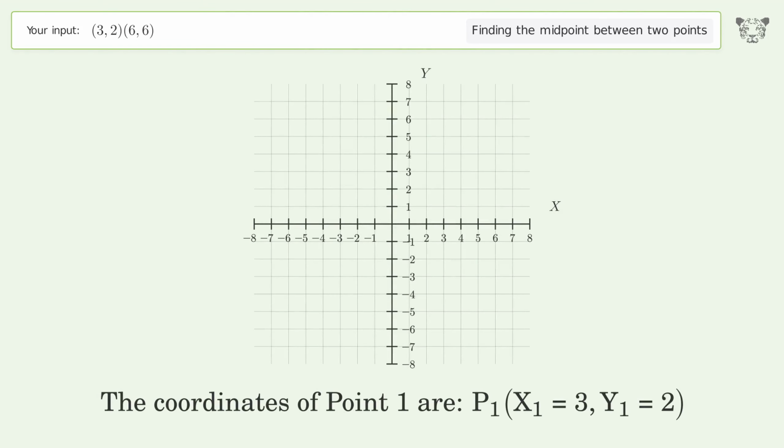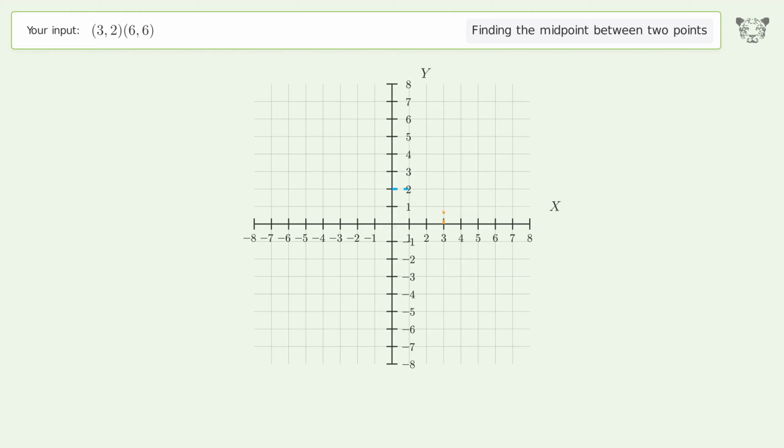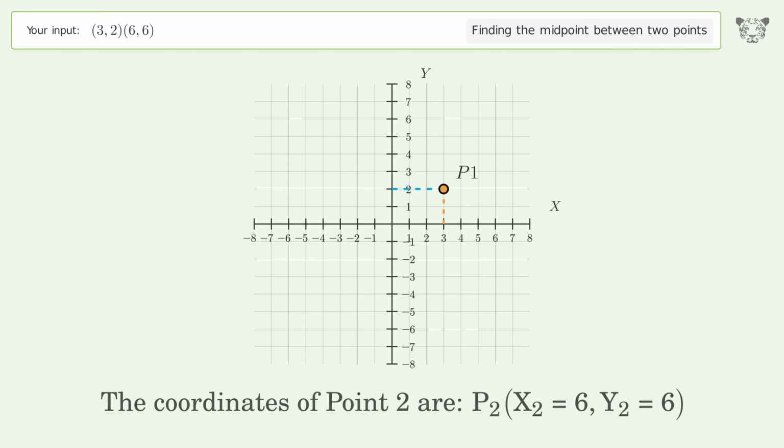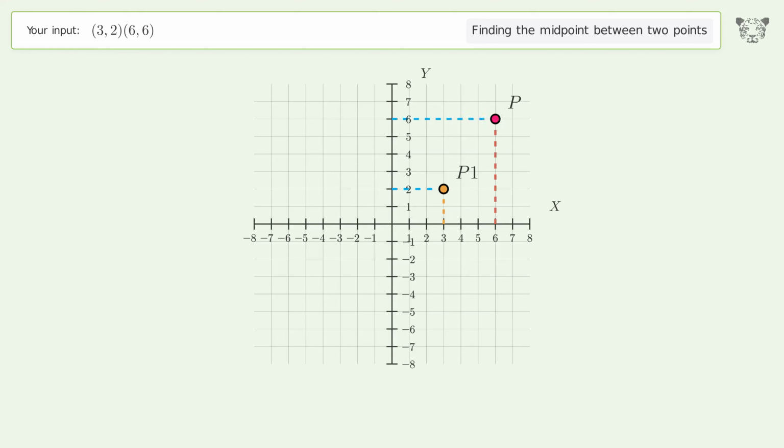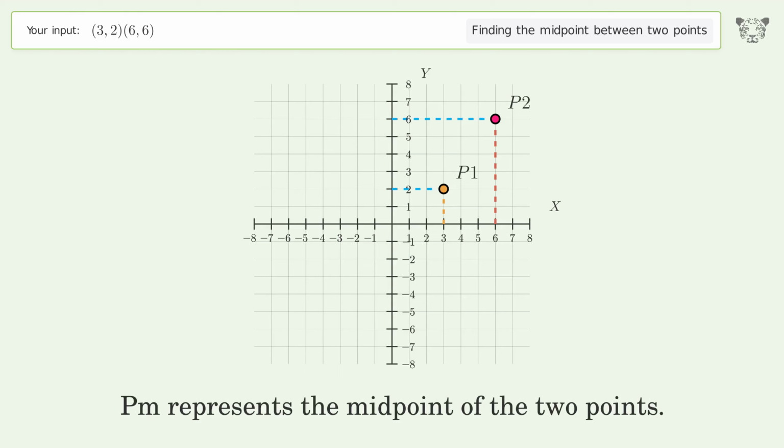The coordinates of point 1 are x1 equals 3, y1 equals 2. The coordinates of point 2 are x2 equals 6, y2 equals 6. PM represents the midpoint of the 2 points.